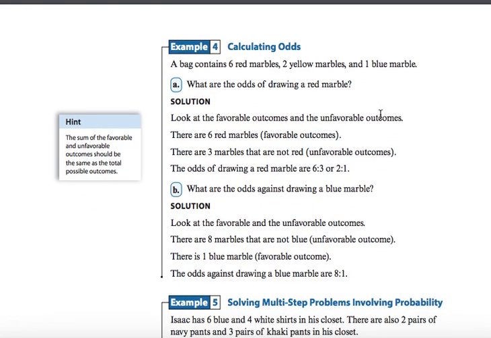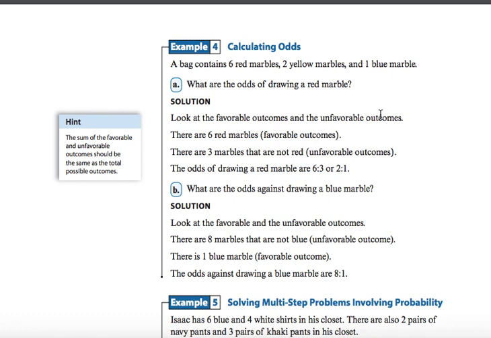Here's an example. A bag contains 6 red marbles, 2 yellow marbles, 1 blue marble. So count those totals. You got 6 plus 2 is 8 plus 1 is 9. A total of 9 if you're calculating probability. But we're not calculating probability, we're calculating odds. Odds are favorable outcomes versus unfavorable outcomes. So you got to kind of shift your thinking. The question in letter A says, what are the odds of drawing a red marble? Well, red would be our favorable outcomes, and then the other colors would be unfavorable outcomes.